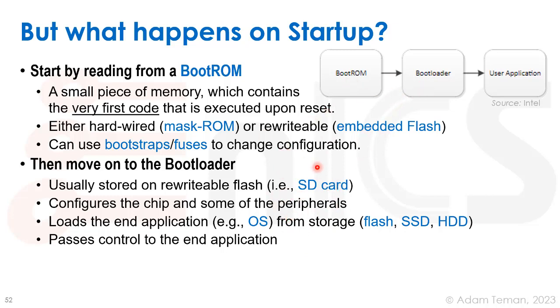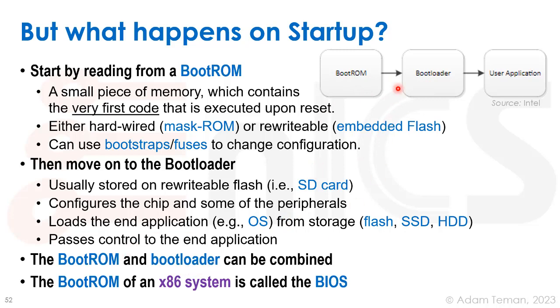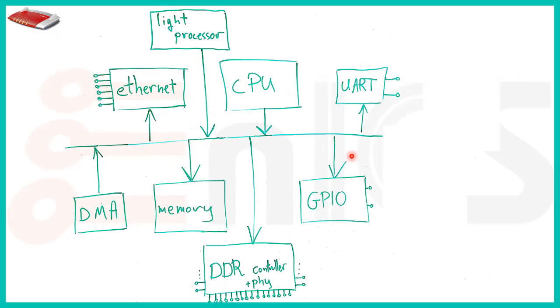So this is the kind of thing we have. And sometimes the BootROM and bootloader can be combined into one on a simpler system. Sometimes there are going to be several stages of bootloaders and so forth until we get to the application. And just as another anecdote, the BootROM of an x86 system is called the BIOS. So when we turn on our computer and configure the BIOS, we're really configuring the BootROM of that x86 system.